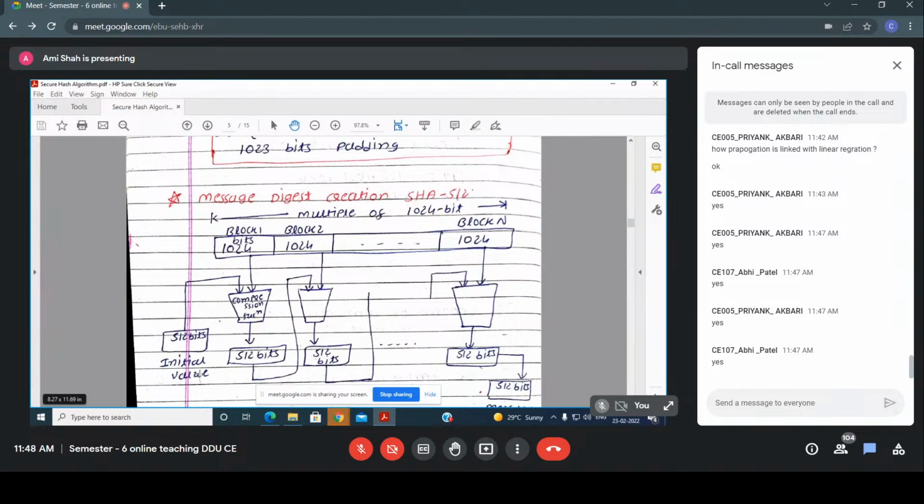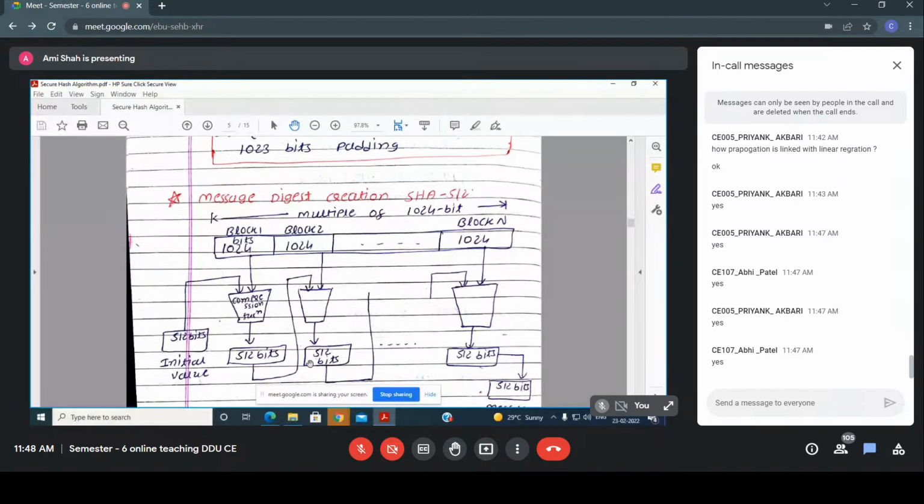Now what I have explained is that there is some initial hash value, an initial digest. The digest is initialized with some predefined value of 512 bits, and then the algorithm mixes this value with the first block of the message, and it creates an intermediate digest.